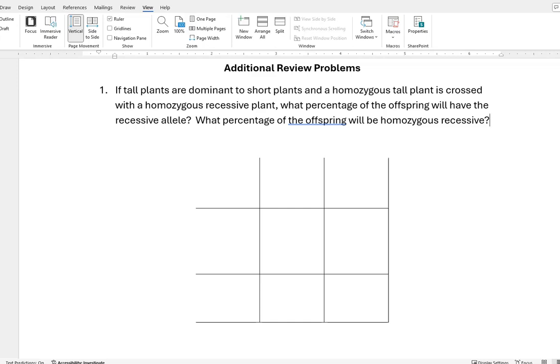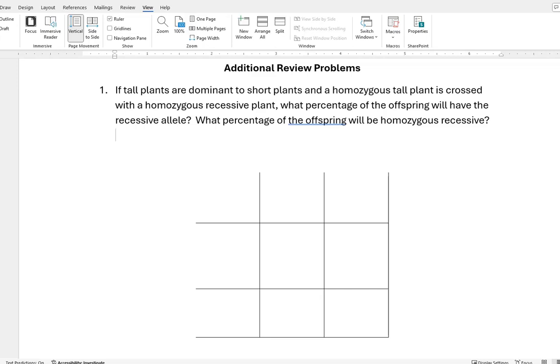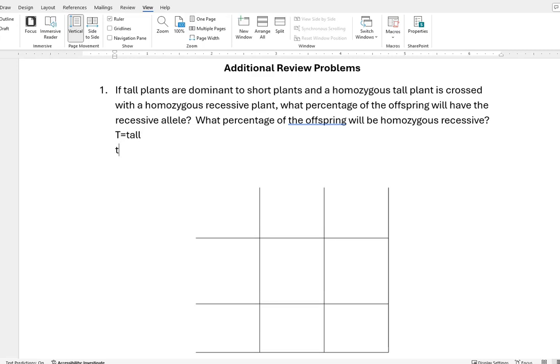So let's look at the first question. It says, if tall plants are dominant to short plants. The very first thing that I want to do here is to set my letters. The question is telling you which is dominant and which is recessive. It's saying that tall is dominant. So I'm going to use a capital T for my dominant allele and a lowercase t to represent my recessive allele, which will be for short plants. So big T for tall, little t for short.